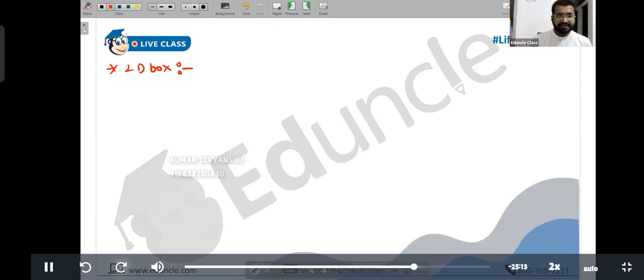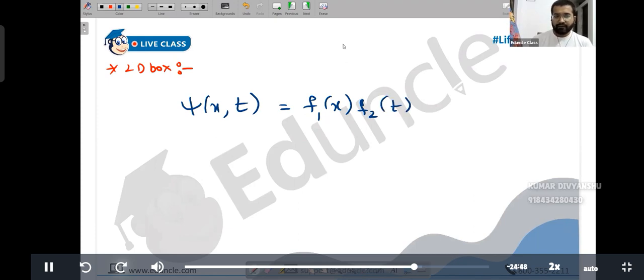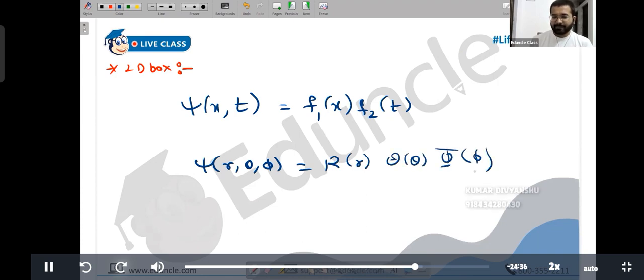Let's see. Chalo. So first of all, people, in your BSc derivation, you must have learned that you can split the wave function into 2 parts. Like if it's a function of x comma t, you can say it's f of x into f of t. They can be explicitly split. For example, psi of r theta phi, you can split as R of r, Theta of theta, and Phi of phi. Whatever the coordinates, you can explicitly split them. This is valid for the wave function.